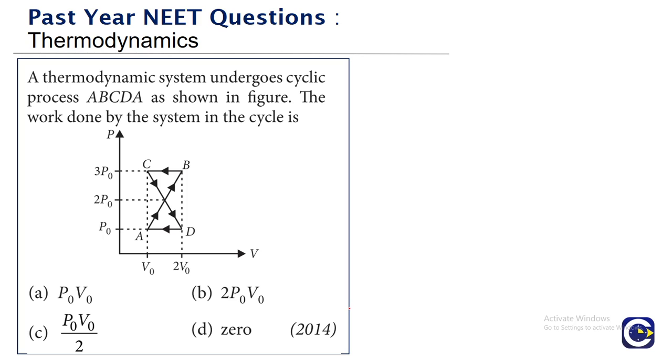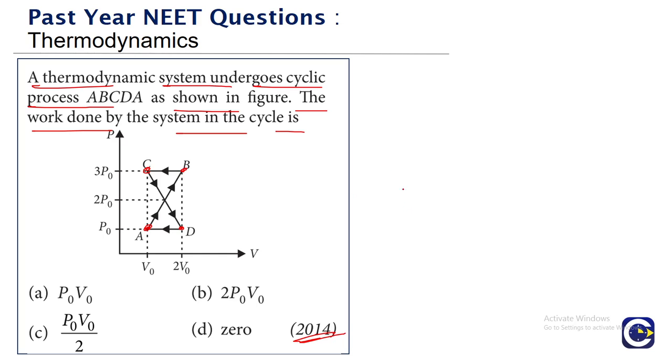This is a question that came in 2014. A thermodynamic system undergoes a cyclic process. What do you mean by a cyclic process? It will have the same starting point and same ending point, for example A, B, C, D and A. This is a cyclic process as shown in the figure. The work done by the system in that cycle is, so we have to find the work done by the system in the cyclic process.